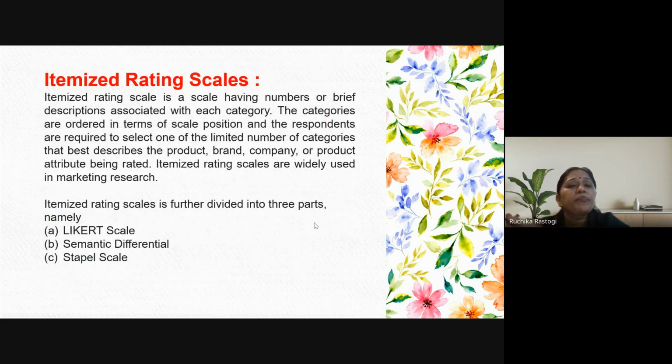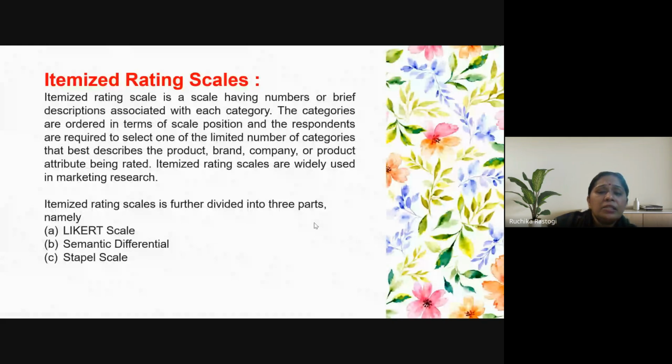The second one is the itemized rating scale. The itemized rating scale has three powerful tools. The first is the Likert scale, the second is the semantic differential, and the third is the Stapel scale. Yesterday, I used two words, Likert type scale and Likert scale. In almost 99.99% of social studies, we use the Likert scale. We never use the Likert type scale. So I will give you an example of the difference between Likert and Likert type scale.